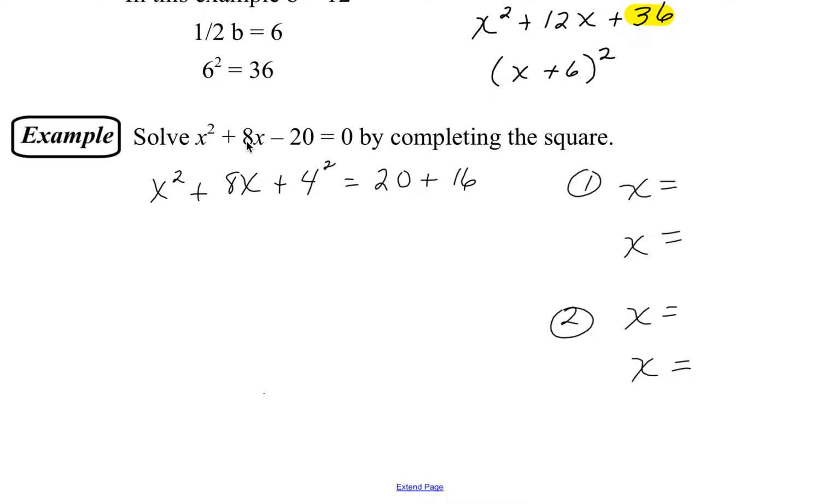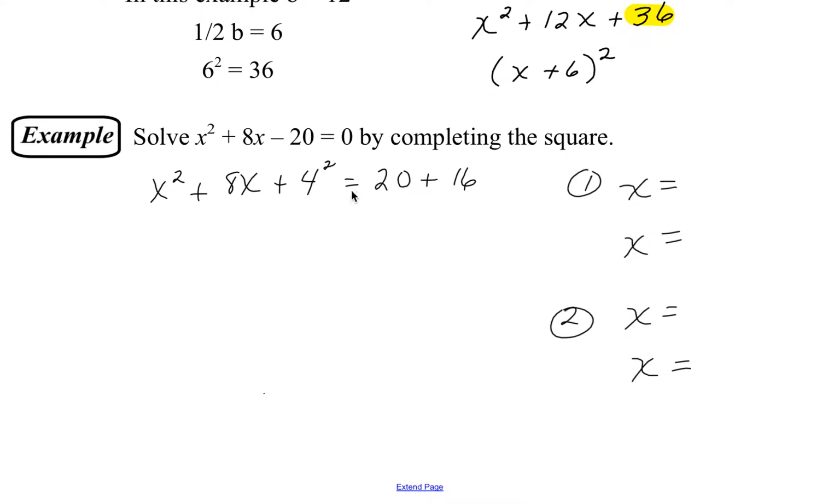And then half of 8 is 4, right? Half of our linear term. And we're going to square that and add it to both sides. Now on the left-hand side, I always leave it as the number squared because that tells me what goes in the factor, okay? On the right-hand side, I always square it and add it up. So I always take the number and square it, so that's a 16.